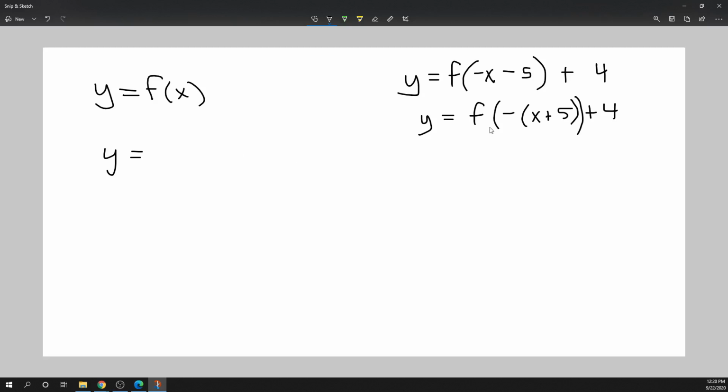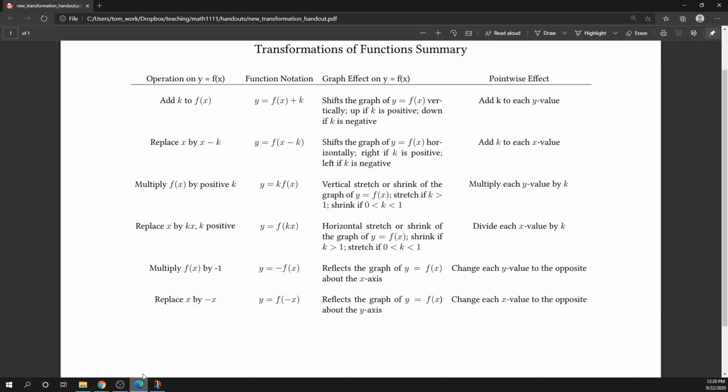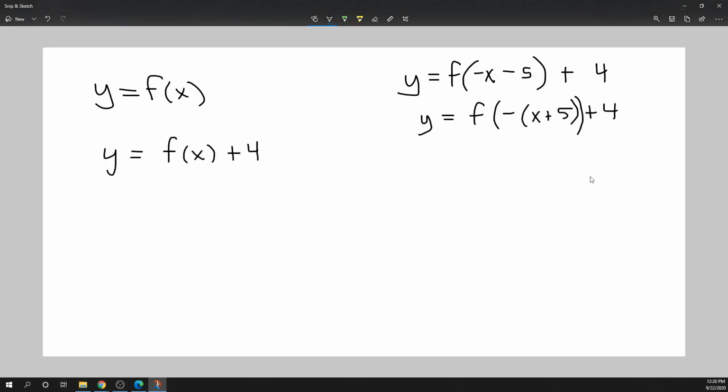So to me, that lines up more with the transformations that we have. So what I would do is start with f of x. If I add 4 on the outside, that will get that 4 on the outside like so, and that's one of the transformations, this one here, adding k to the function.